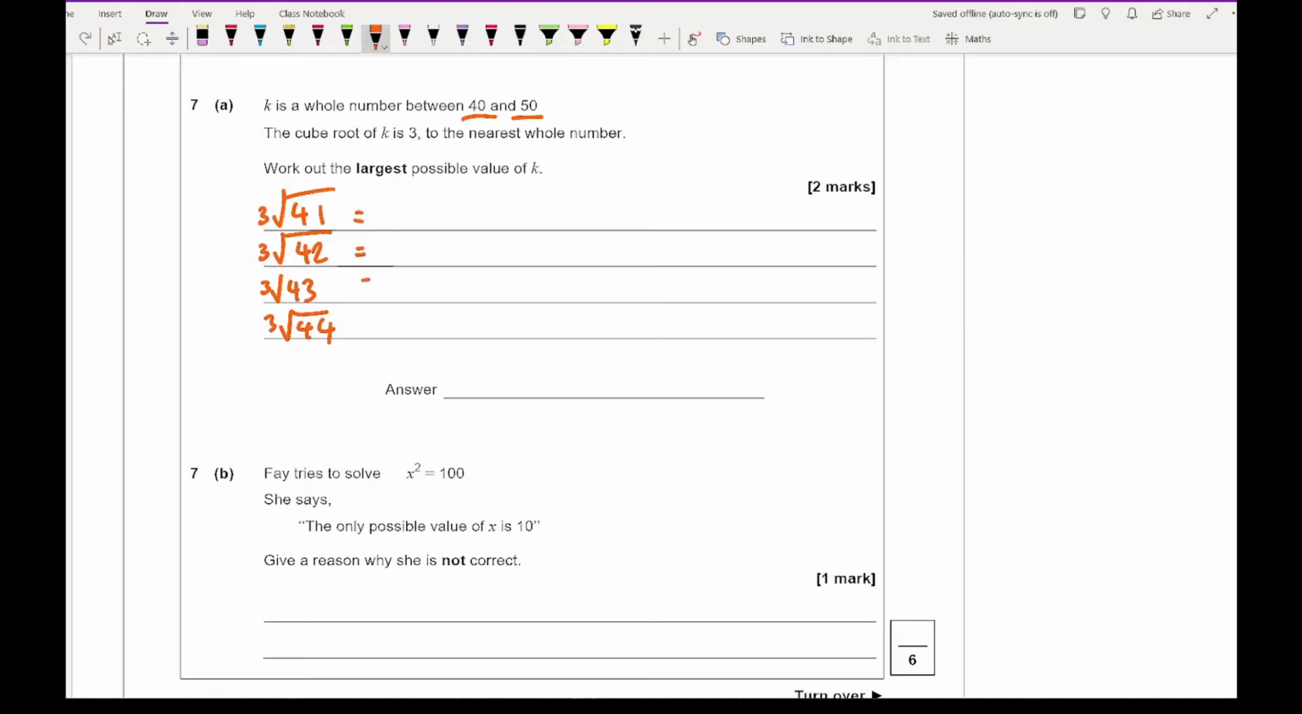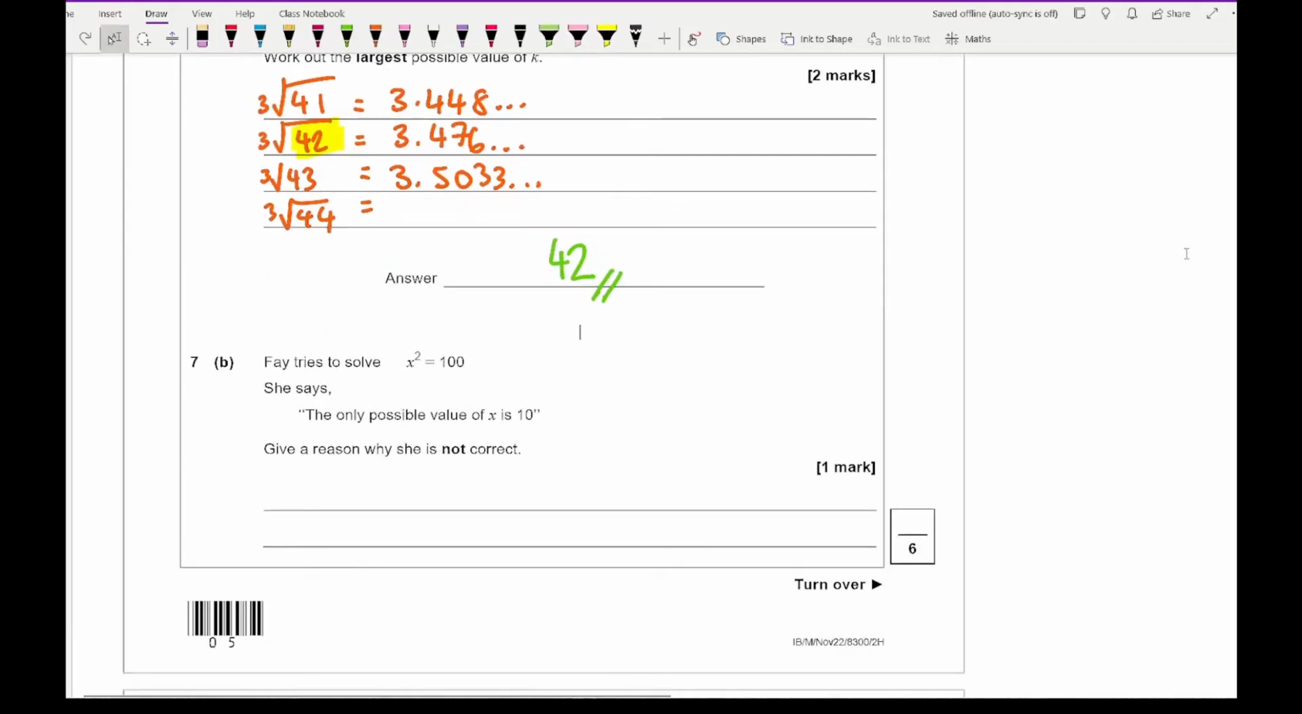Now, if I type in each of these numbers into my calculator, I'm looking for which one rounds to 3. So if I type in the cube root of 41 on my calculator, I get 3.448, and that does round to 3. If I try the cube root of 42, that becomes 3.476. Then if I do the cube root of 43, it becomes 3.5033. So the highest value of k is going to be 42.